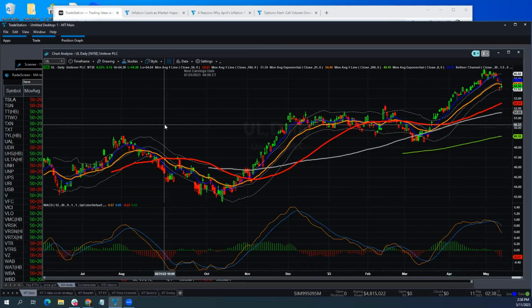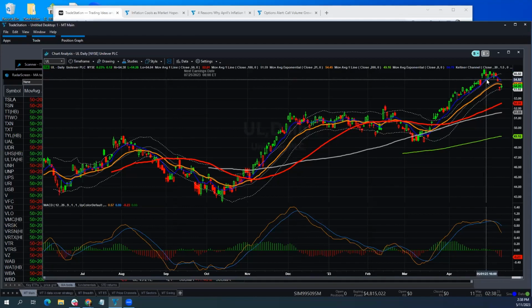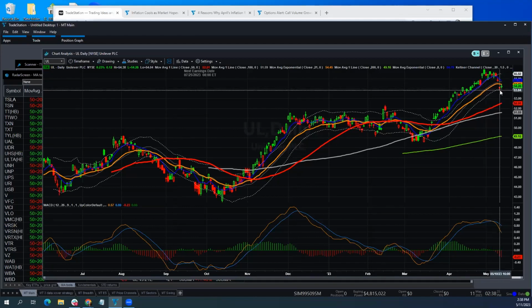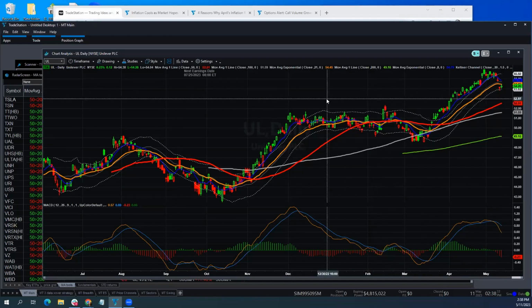So it just shows that you can always have these scans running in the background, especially using the Keltner channel. If you have the moving averages bullish and then you look for a test of the Keltner channel, it is a good way to start looking for momentum pullbacks.